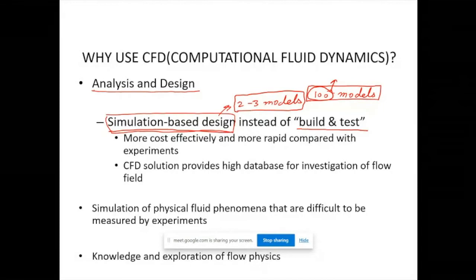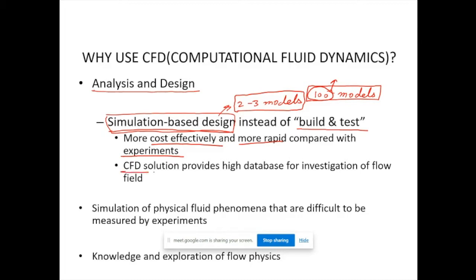We can do the virtual simulations again and again without investing the cost, and the time requirement is also less compared to the model testing time requirement. It is a cost-effective solution, more rapid compared to experiment. A model test experiment requires 3 months. In 3 months, using CFD, depending upon your computational facility, you can at least do the simulation of 10 or 12 or 20 turbines. So it is a cost-effective solution and more rapid.